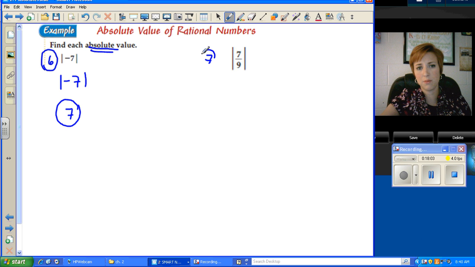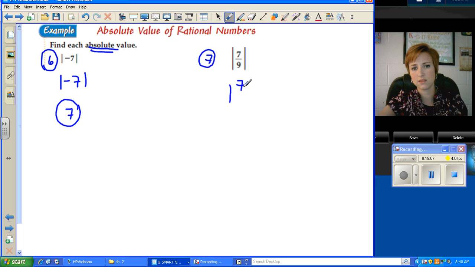Down here for number 7, we have the absolute value of 7/9. Well, it's 7/9 away from 0. And once again, positive absolute value still is positive. So absolute value always gives you a positive.